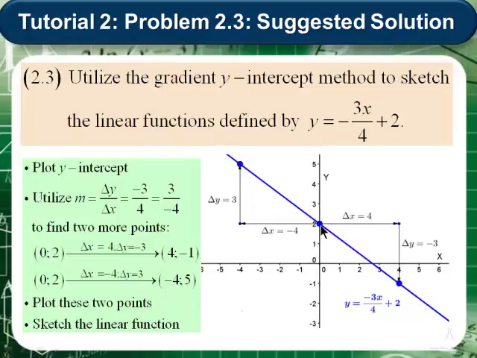So you start off with the y-intercept, select delta x as 4 and delta y as minus 3, then we get our first point, or select delta x as minus 4 and delta y is 3, and then you get the third point, and then it can be sketched.